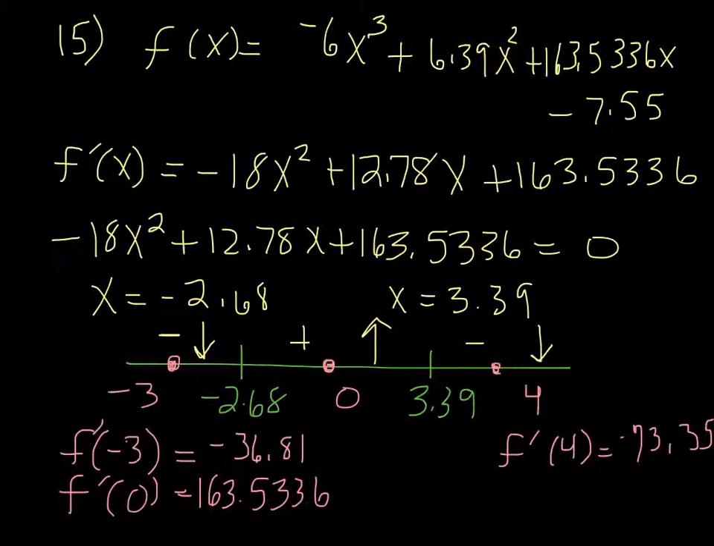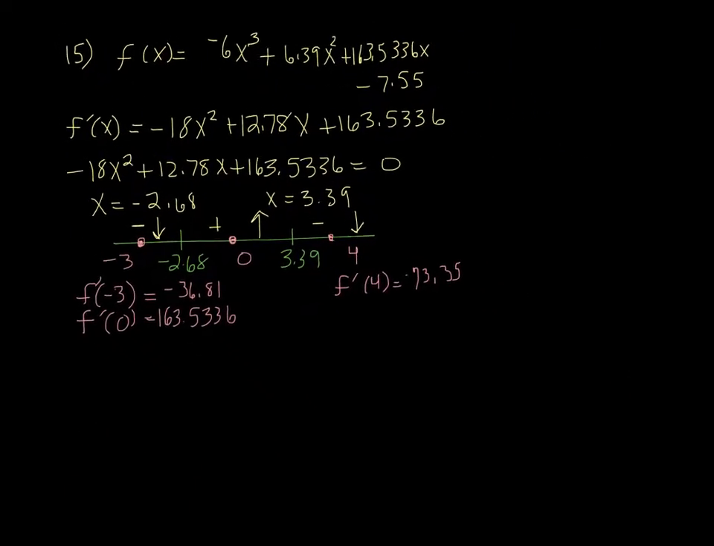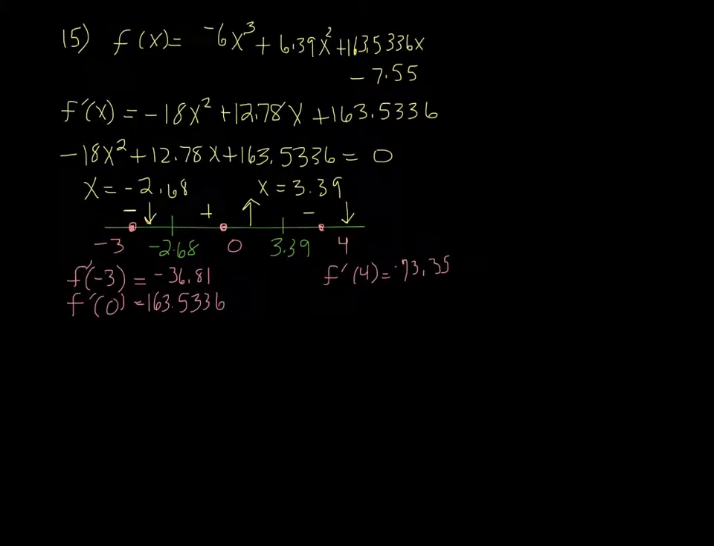So for the first question, increasing on the open interval. We need more room. Okay. So it's increasing in that middle interval, so that would be negative 2.68 to 3.39.